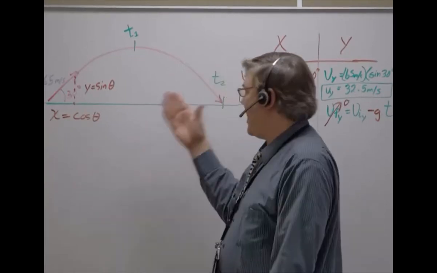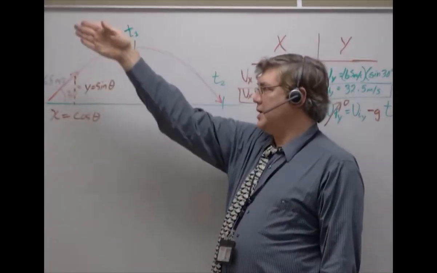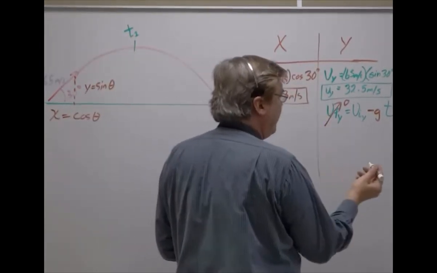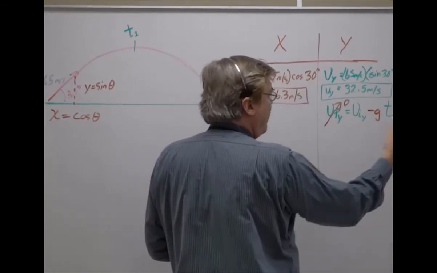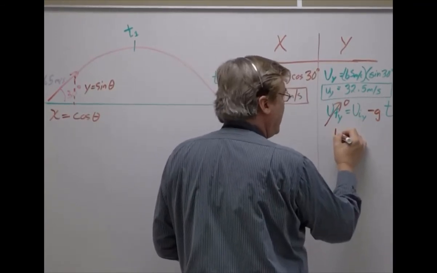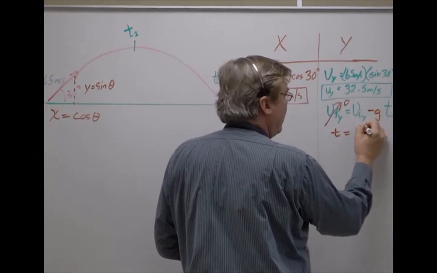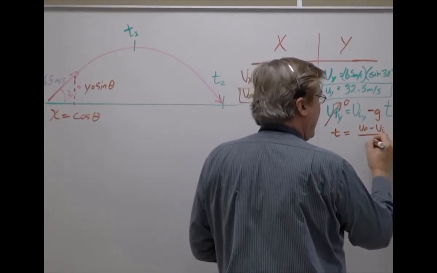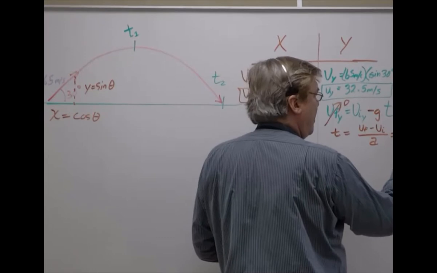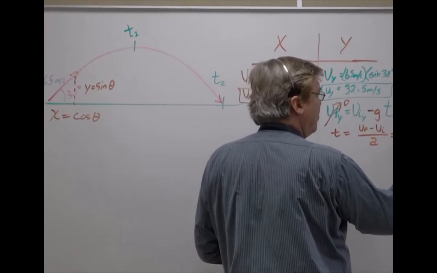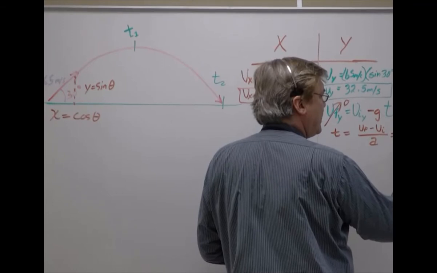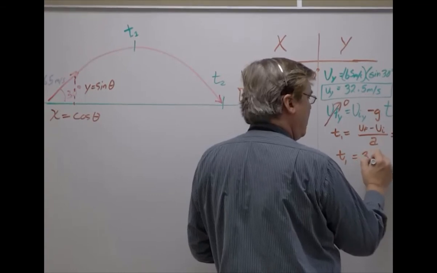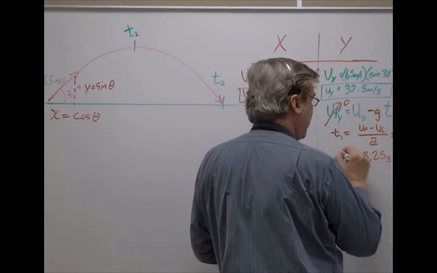So if I look at this head on, I see this go up and I see it come down. And the top of the arc, that's T1. So my final velocity is 0. And if I rearrange this, I end up with T is equal to my final velocity minus my initial velocity divided by a, which is equal to my 0 minus my 32.5 divided by my minus 10. So my time, T1, is equal to 3.25 seconds.